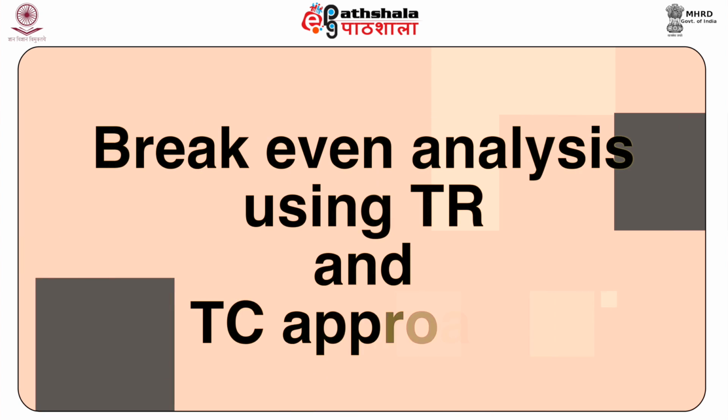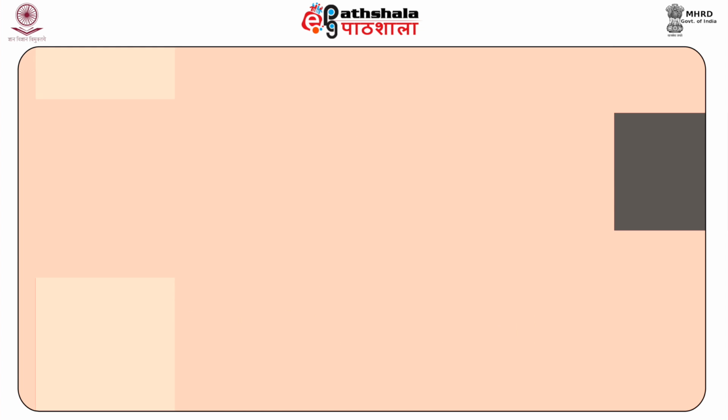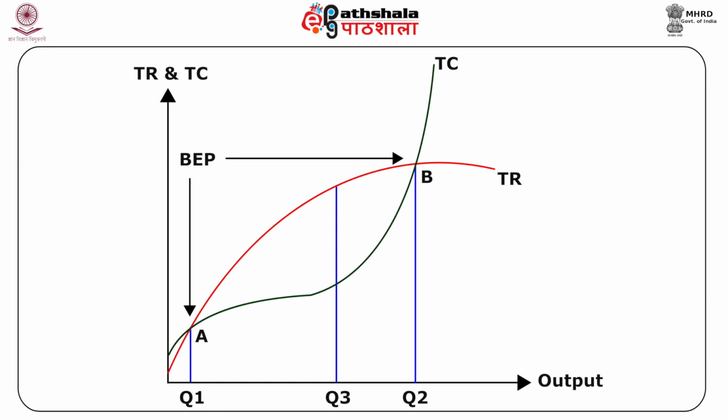Monopoly. A monopoly is a market where there is a single seller. Other firms are restricted from entering into the market in this case. Break-even analysis using TR-TC approach. Total revenue and total cost approach can be used to show the break-even points in the case of a monopoly.